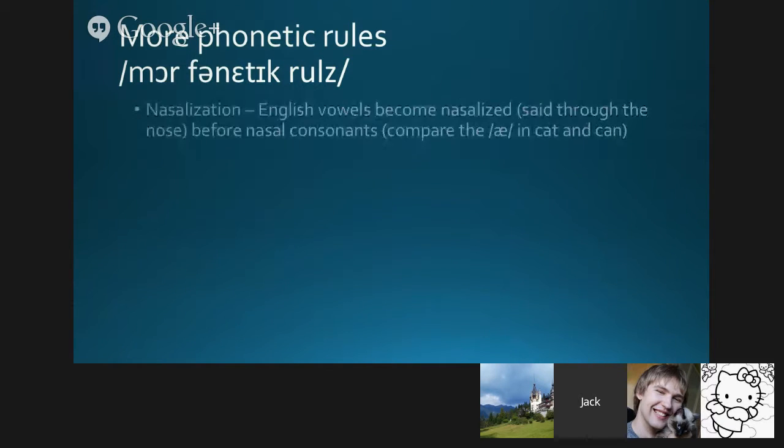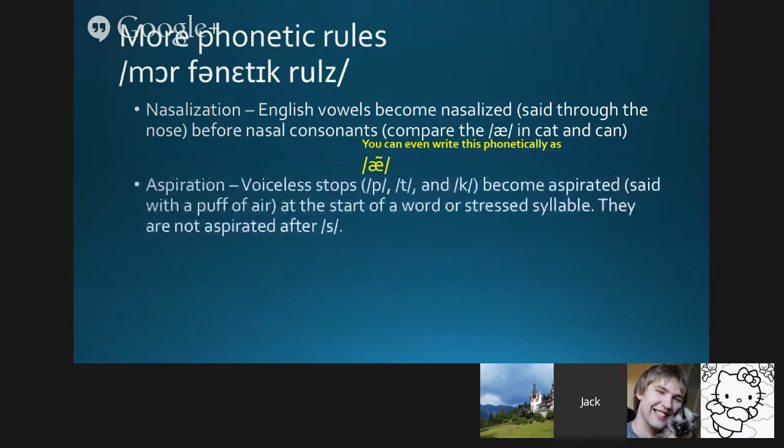So here are some more phonetic rules. One is nasalization. English vowels are always nasalized before nasal consonants. This is most obvious in an example like cat and can. It's the same vowel, but one is said through the nose. A, an. And you can even write this phonetically if you want to, with that little squiggly line over the vowel.